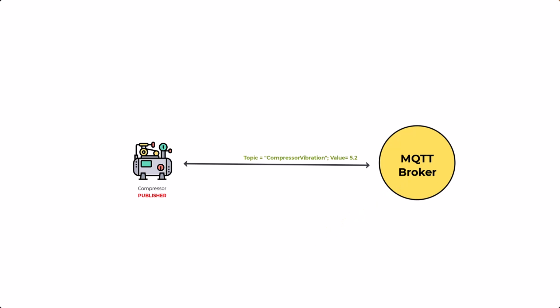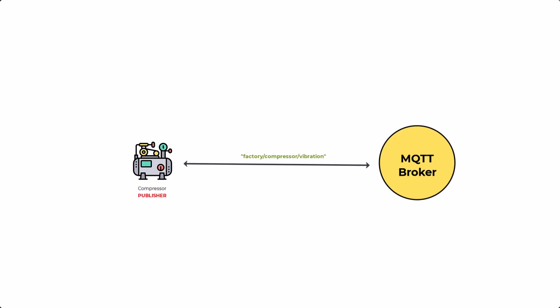MQTT topics are structured hierarchically using forward slashes to separate different levels. For example, the topic for publishing the compressor's vibration could be structured as factory/compressor/vibration. Now, this is a feature that I believe is really underappreciated because it elevates MQTT from being merely a protocol for moving data from point A to point B to one that allows you to design structured data access across devices and applications in your MQTT network.